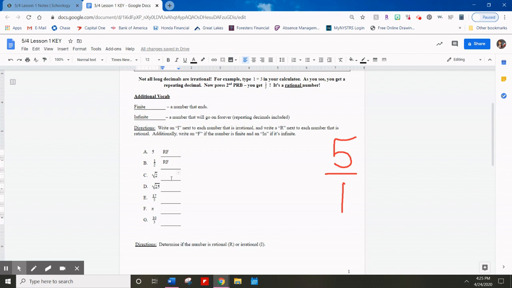Okay, I'm just going to press second PRB to see if it turns into a fraction, and it gives me the same decimal back. That means it cannot be turned into a fraction. Therefore, this is an irrational number. And because it takes up my whole calculator screen, it's going to go on forever. So therefore, it is infinite.